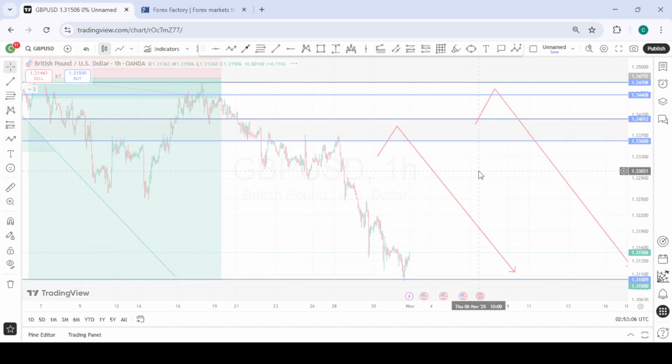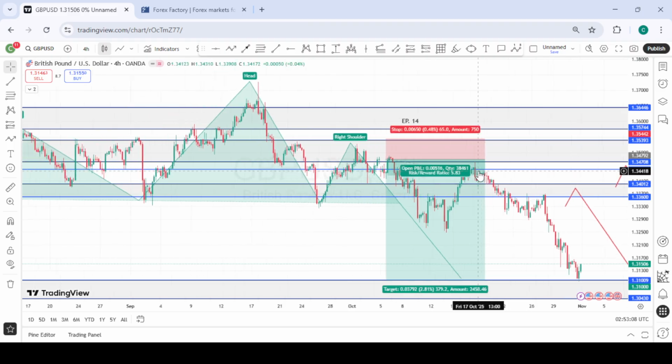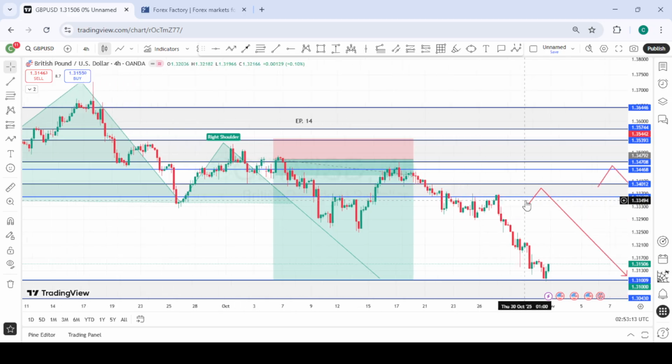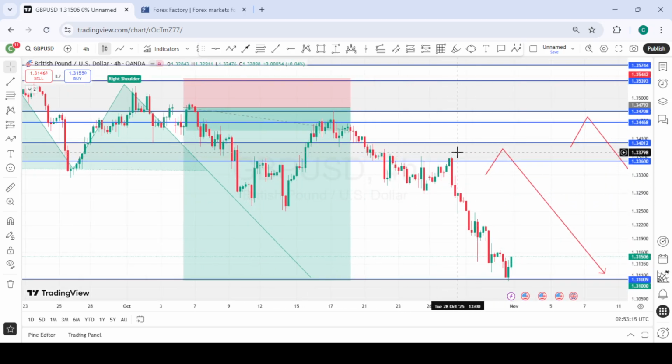We have here GBPUSD. Last week we were expecting price to pull back to this area of interest to give us a selling opportunity. Price actually pulled back and gave us this strong 4-hour bearish engulfing candle, which made the confirmation not very conducive to join, because Euro USD was also lagging behind. So we were not able to capitalize on this move.